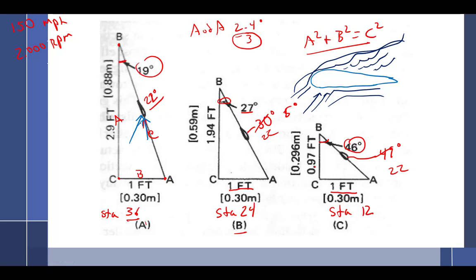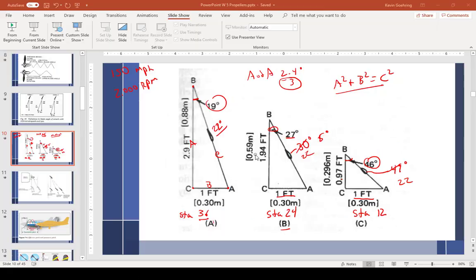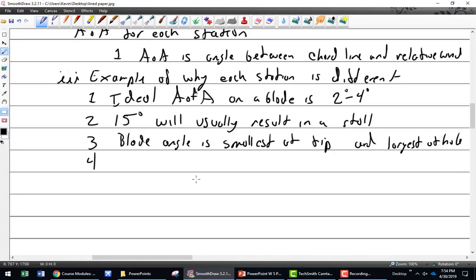Is there a certain degree at which the propeller stalls? Yes. Why did you add 3 degrees each one, not 2 or 4? Because 3 is in the middle. It's 2 to 4. So I could pick 2. I could pick 4. What's right between 2 and 4? I'm going to go with 3. Yeah, just pick 3. Could have picked 2, could have picked 4, pick 3. 15 degrees was the answer to your question. We usually result in a stall.